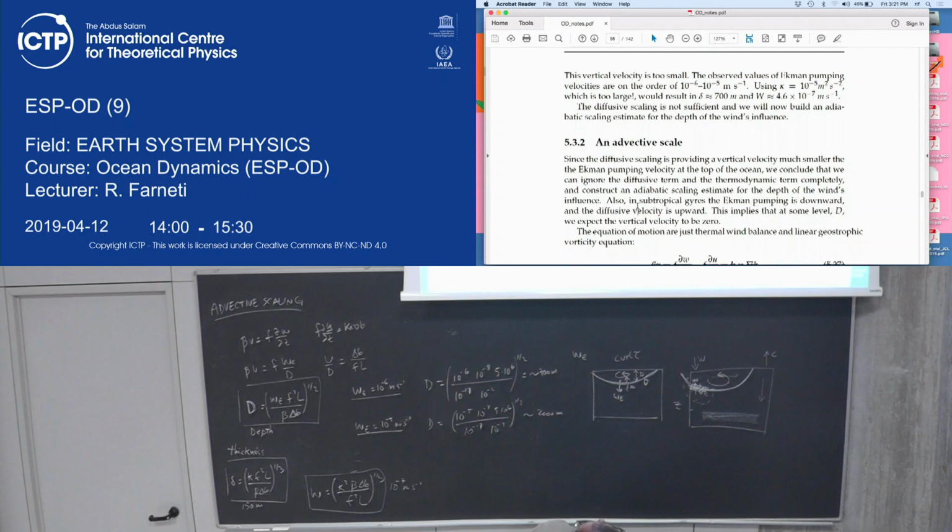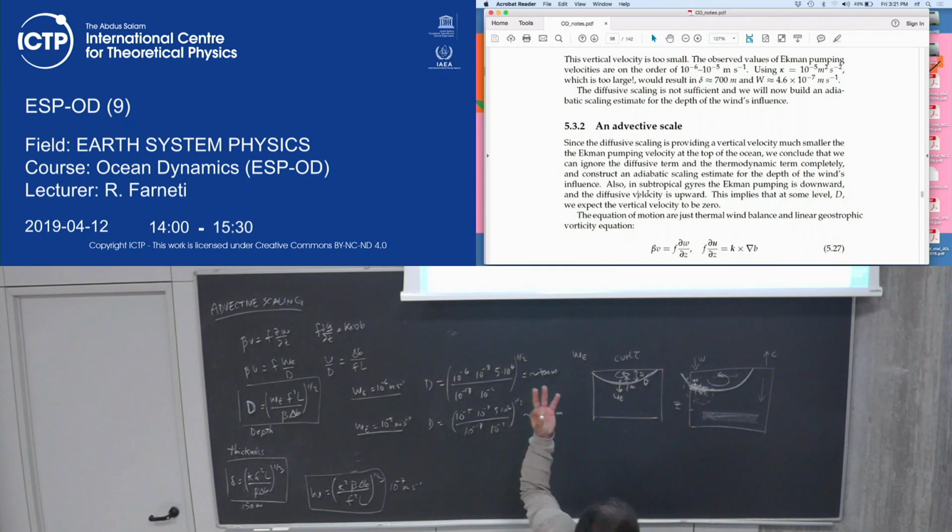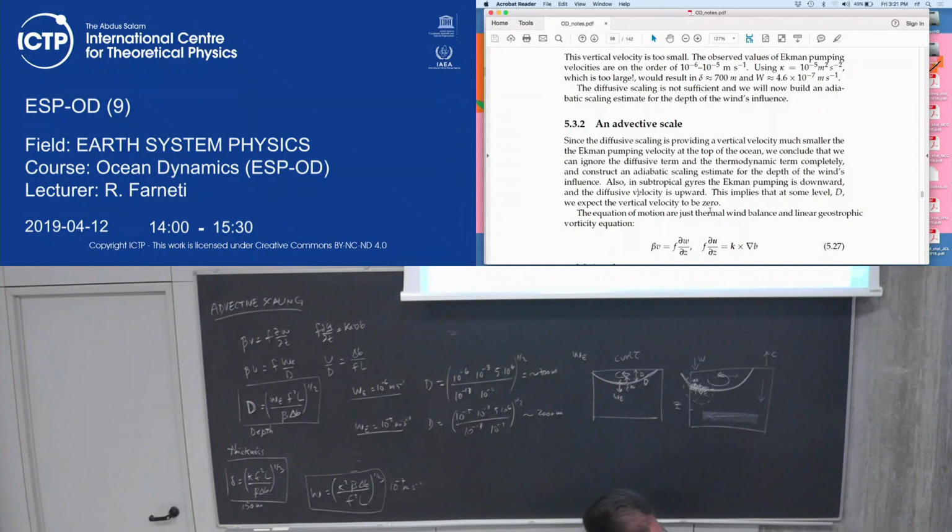So this is a subtropical gyre example. Okay, so the Ekman pumping is downwards, and so the diffusive velocity must be upwards in order to balance each other. And so this implies that at some level d, which is the depth of the thermocline, the vertical velocity must be 0. This one has more notes, more words than this. That's why you should look at the updated version.